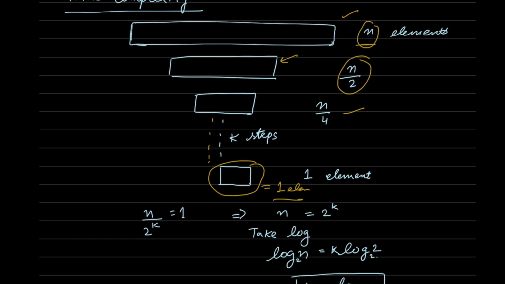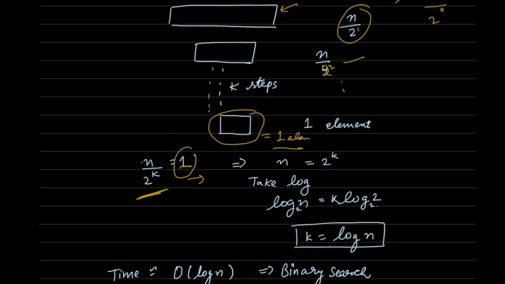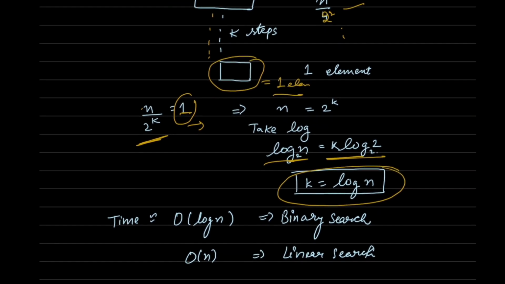In this case, if we look at it, it is of the form n upon 2 raised to power 0, n upon 2 raised to power 1, n upon 2 raised to power 2, and so on. So the kth step would be n upon 2 raised to power k, and this would be equal to 1. Why 1? Because before the base condition we end the loop when there is only a single element left. So n upon 2 raised to k would be equal to 1. If we take log, it would be log n equals k log 2, and that is how we get the value of k equal to log n.